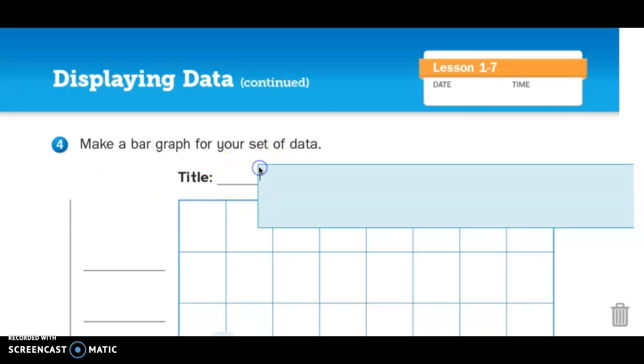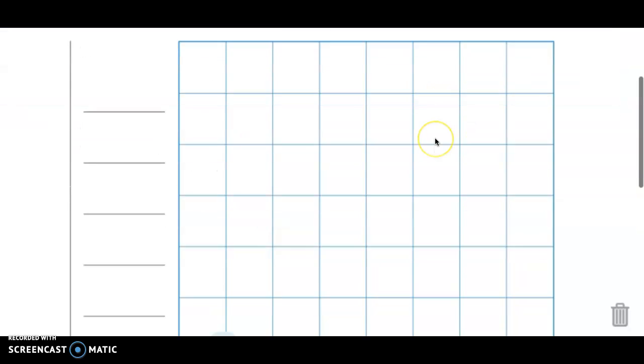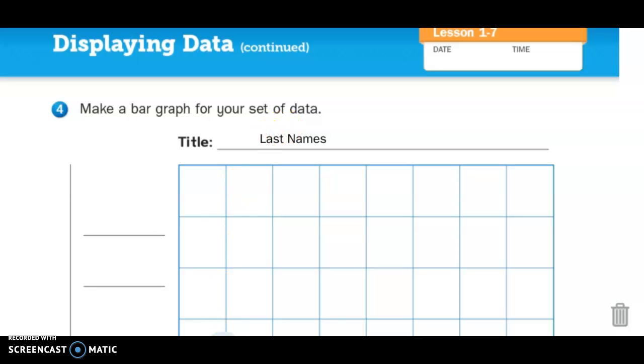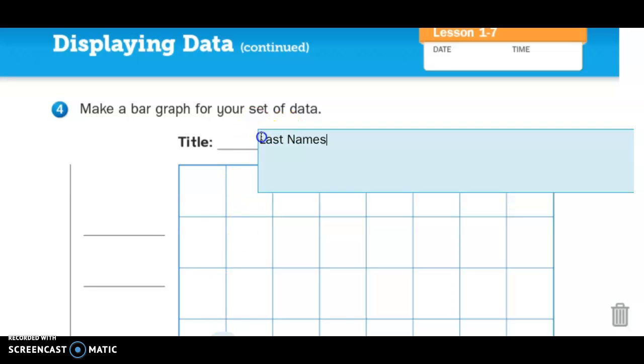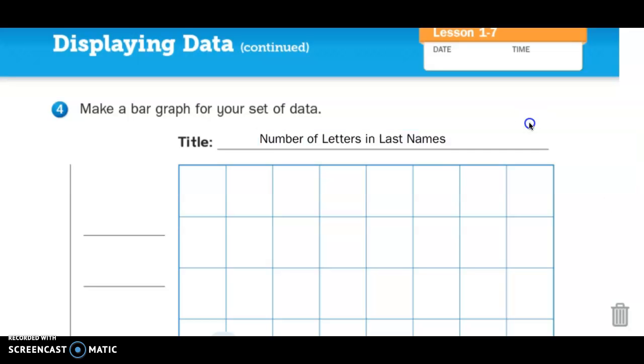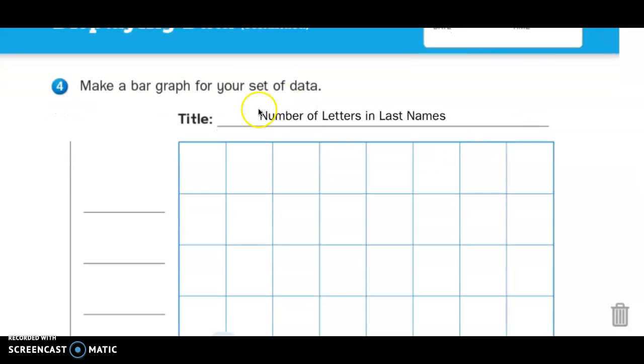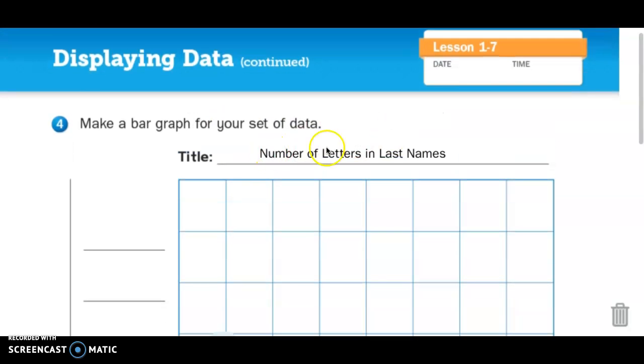So at the top, we'll say last names, because that's what we're trying to figure out right now. Last name, or could I put number of letters? Number of letters in last names. Okay, write down that title. Put me on pause if you need to. Unpause me when you have this written down.